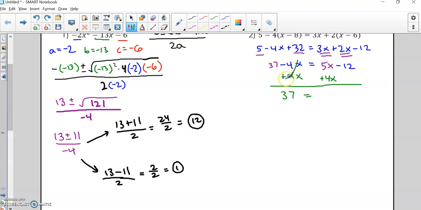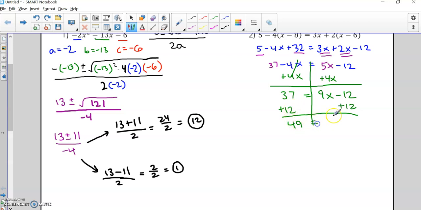All right, so we're left with 37 on this side. And on the right side, we have 9x minus 12. All right, we're almost done. Just 2 more steps. Remember, our goal is to get x by itself. So we'll add 12 to both sides. And then you get 49 over here, 37 plus 12.